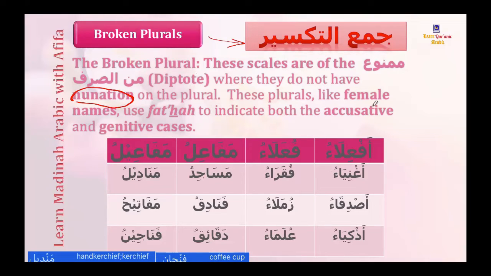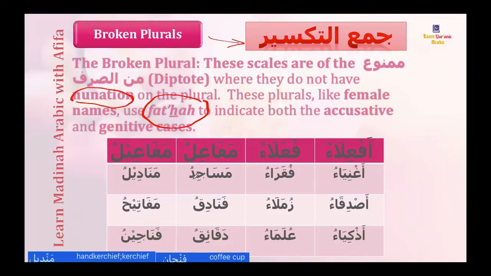Okay, and then for the mansub case and for the majroor case, they're always going to take a fatha. We said they're kind of a little bit stubborn. We talked about that in that lesson. They always want to take a fatha. Even in the genitive case, they're going to take a fatha. Okay, so let's take some examples here. So agniya, so you're not going to say agniya un. That would be incorrect because it doesn't take a tanween.